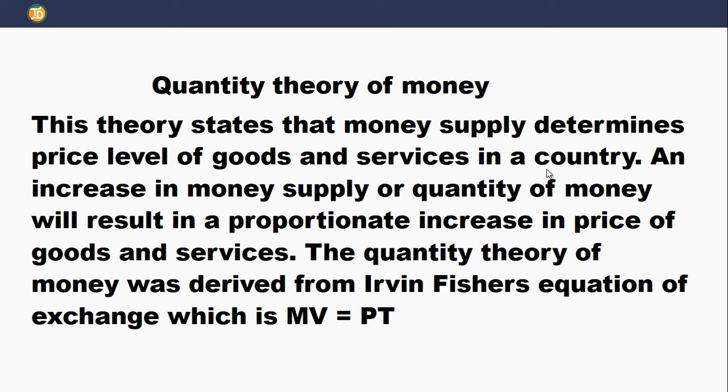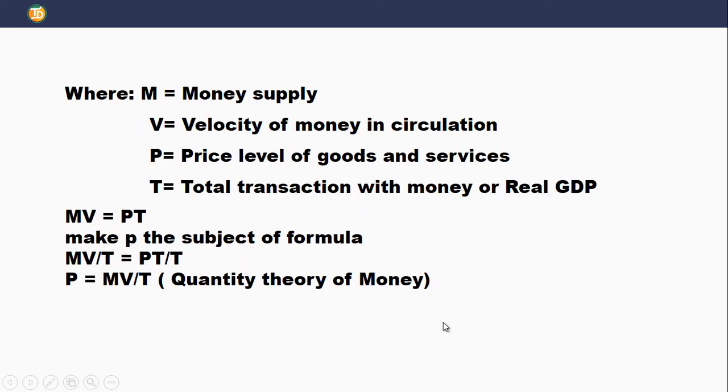So the quantity theory of money formula was derived from Irving Fisher's equation of exchange, which is MV equals PT. M refers to money supply in an economy. V refers to velocity of money in circulation in the country. P refers to the price level of goods and services in a country. T refers to the total transaction with money or the real GDP. So MV equals PT is Irving Fisher's equation of exchange.